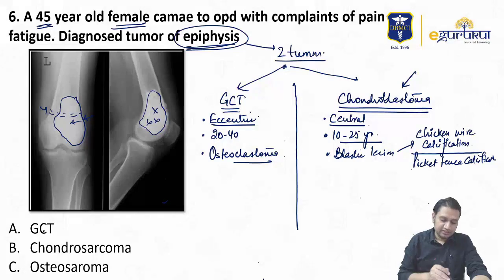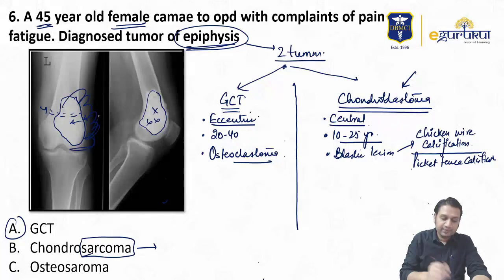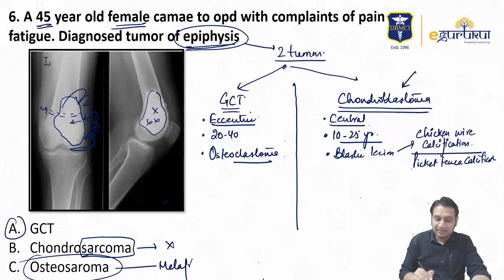Right? So GCT is epiphyseal. Chondrosarcoma, that means it should include the soft tissue. The tumor should have been like this, right? So that cannot be possible. Osteosarcoma, the site is metaphyseal. And what is the typical presentation of this metaphyseal tumor?